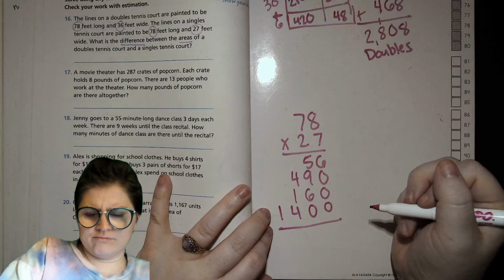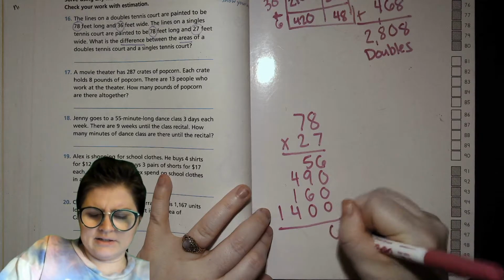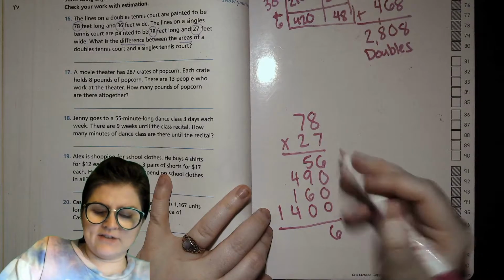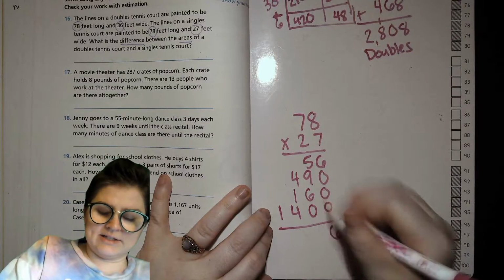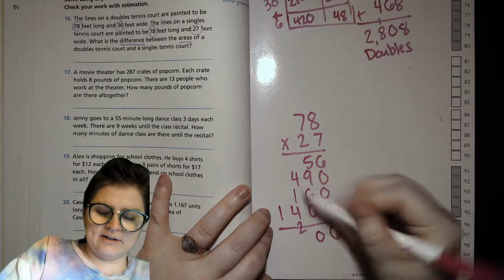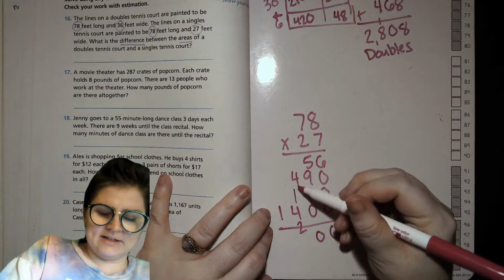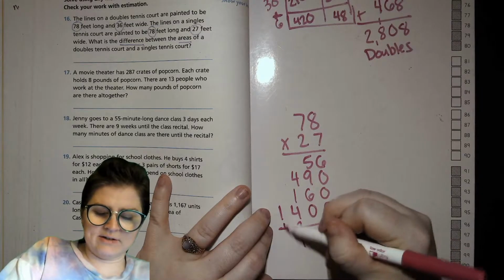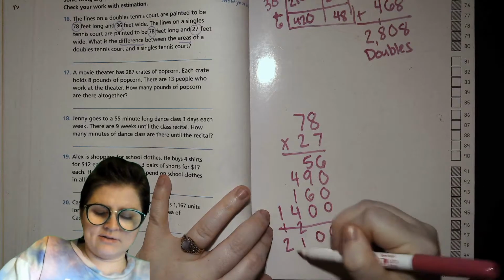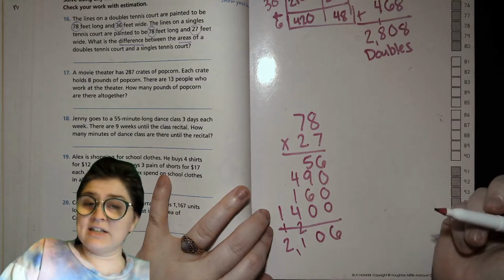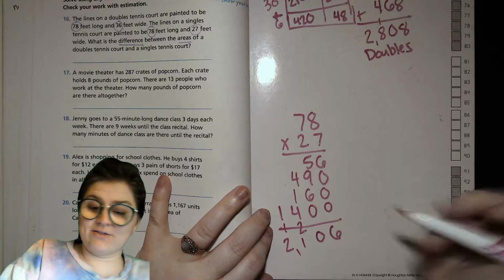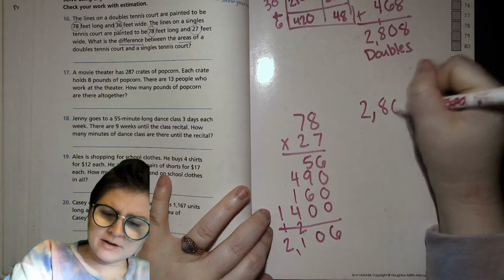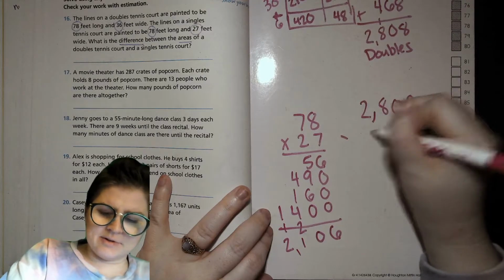Okay. 6, 9 plus 5 is 11, plus 9 makes it 20, and then 8 plus 2 is 10, plus 1 more, so 11, so 2,106. Am I done yet? No, I still have to find the difference, so I'm going to take the larger number and subtract the smaller number.